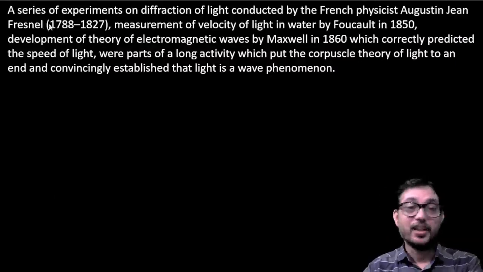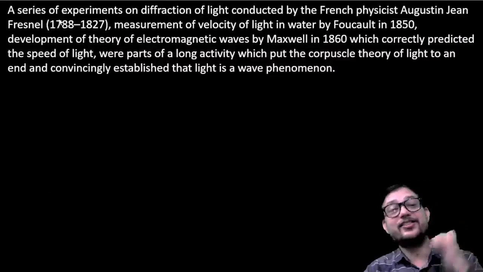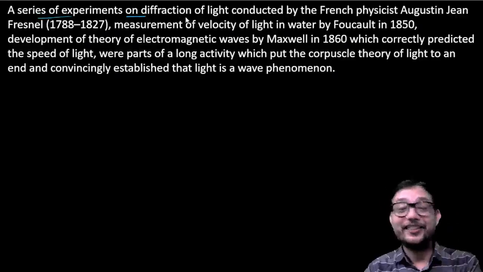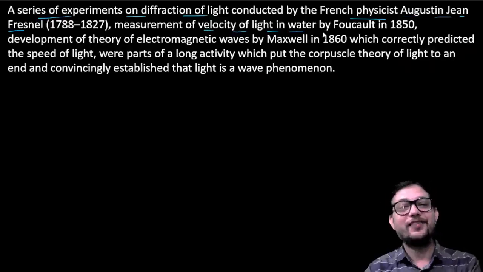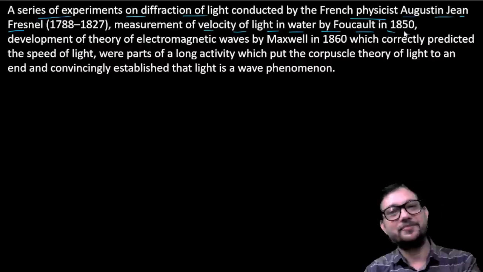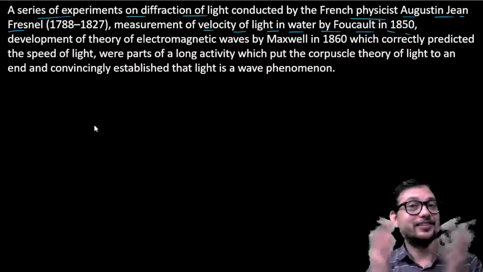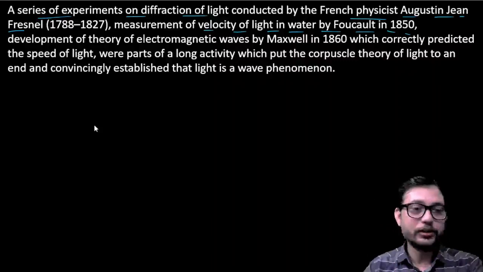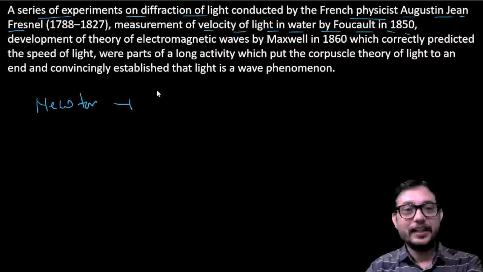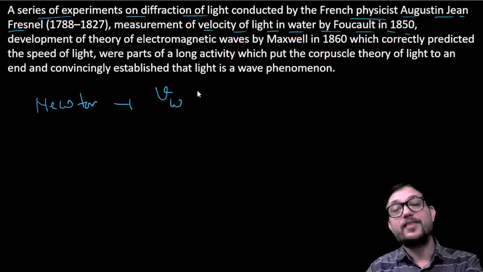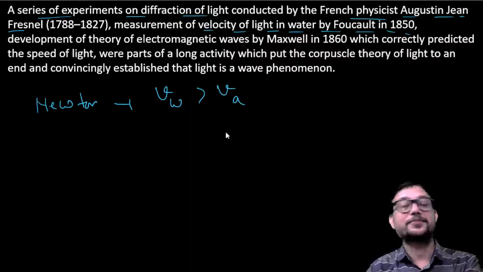Okay, now there are a series of experiments on diffraction of light performed by the French physicist Augustin Jean Fresnel, and also the calculation of the velocity of light in water by Foucault in 1850. And the thing was changed because Newton explained that the speed of light in water is greater than the speed of light in air.